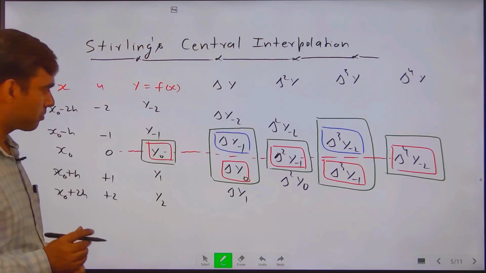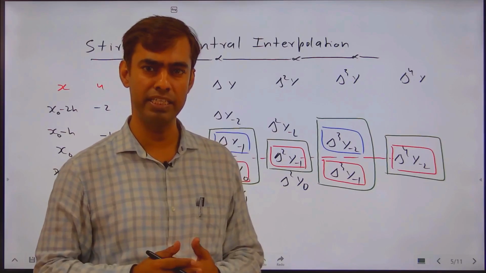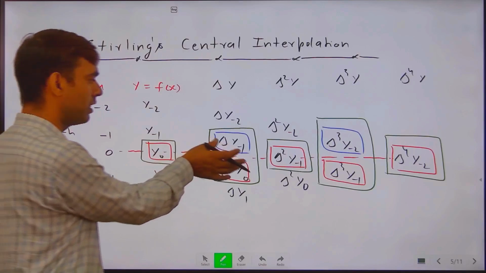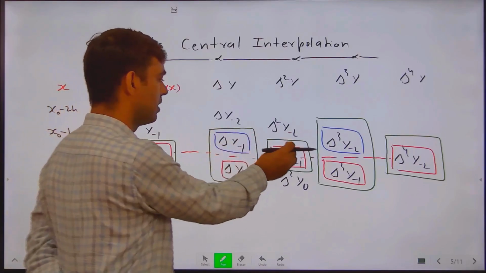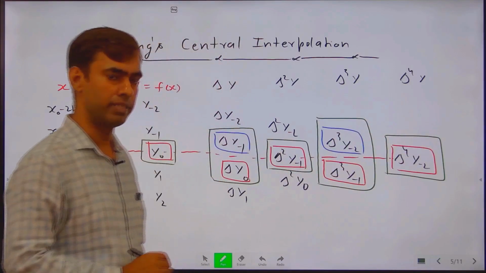So, what is this? This is the Stirling formula. In the Stirling formula, if there is an odd number of terms, then we use the central value, then the average of our two central differences, then central difference, then average of two central differences, then central difference.